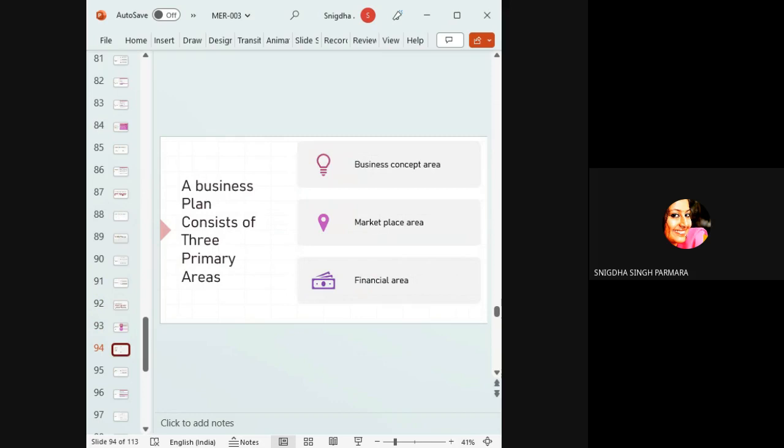There are three primary areas to a business plan: the concept area, as in what is your product, why are you basically making this product; the marketplace, the size, the growth, the market share that it can think of attaining; and the financial area, how much revenue are you going to make, how much costs are you incurring.